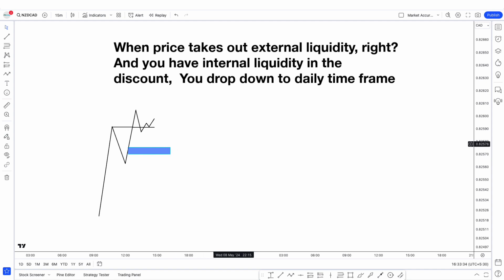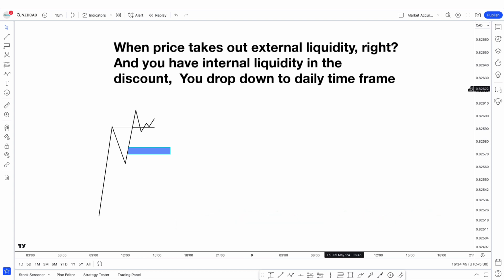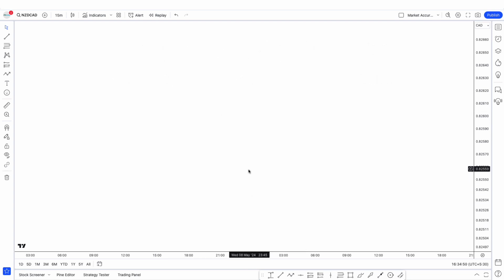So once you have a market structure shift on a daily time frame, that is your sign. Okay, we are only going to take short positions until this fair value gap gets filled. I hope that is clear. Let's move on to the weekly bias. How do you determine a weekly bias?